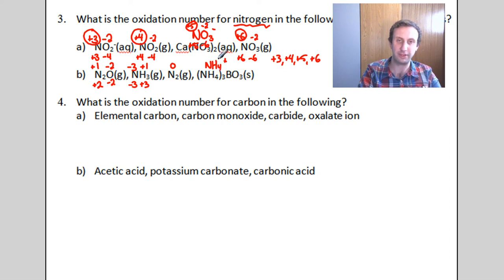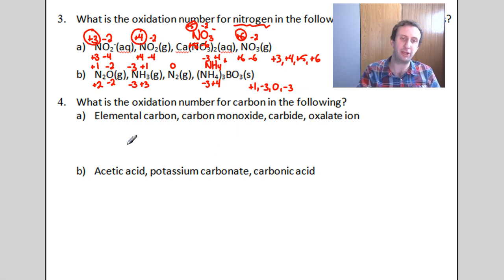NH4 positive. So I have positive 1 for hydrogen, giving me positive 4 total. It needs to come out to positive 1, so that means nitrogen is going to have to be negative 3. So for this, the final answer is I have positive 1 in the first one, negative 3 in number 2, 0 in N2, and then negative 3 in the ammonium borate, or whatever that is.